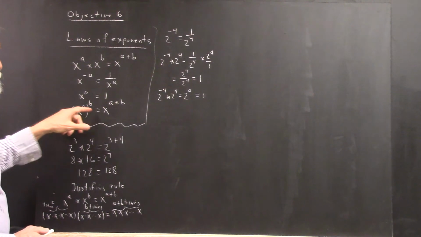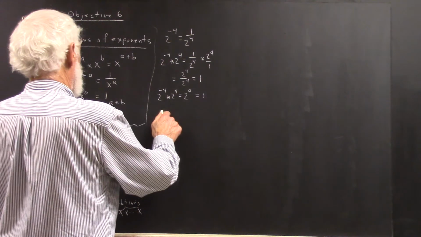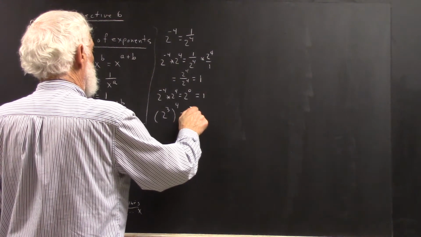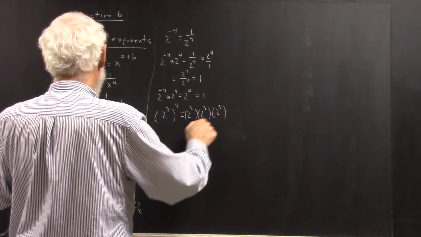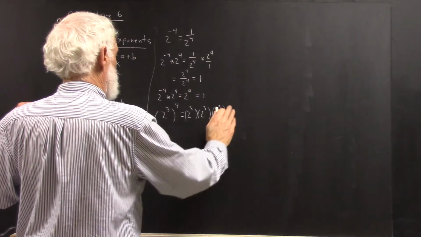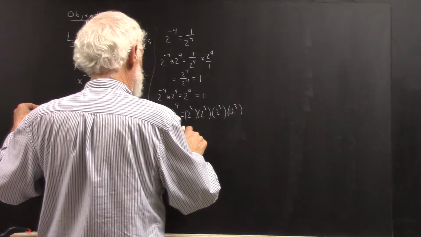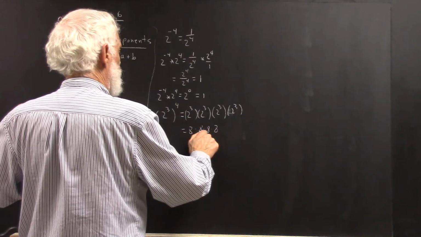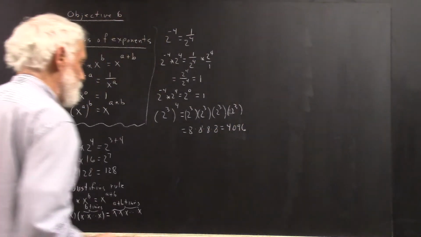Then of course we have x to the a to the b equals x to the a times b. So like 2 to the 3rd to the 4th equals 2 to the 3rd times 2 to the 3rd times 2 to the 3rd times 2 to the 3rd. That's 8 times 8 times 8 times 8. Everybody knows that's 4,096. Okay?